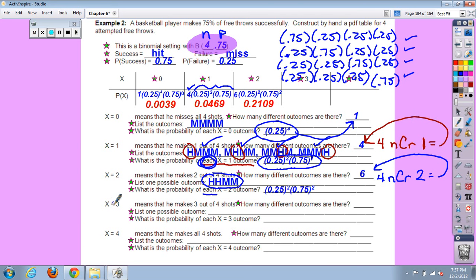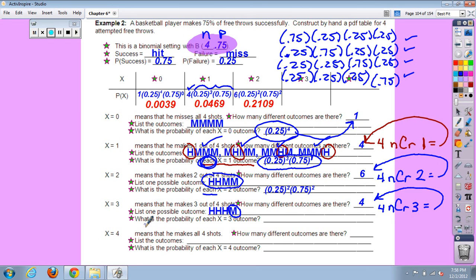Now for 3, that he makes 3 out of 4 shots. Well, one possible way of doing that is he makes the first 3 and misses the 4th. Well, how many other possible ways are there? Again, use your calculator. Out of 4 shots, how many different combinations are there of making 3? Plug it in your calculator and you would get that there are 4 different ways of doing that. And it's really just where the one miss is. Is the miss the last shot, the third shot, the second shot, or the first shot?